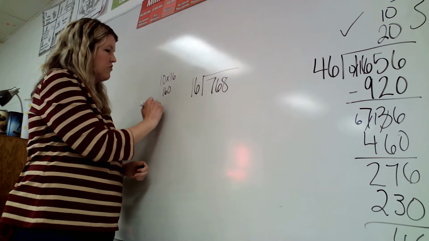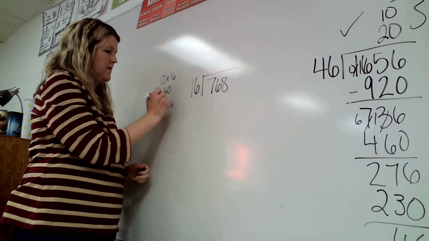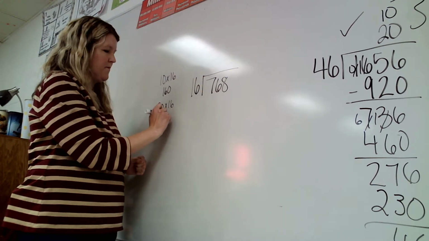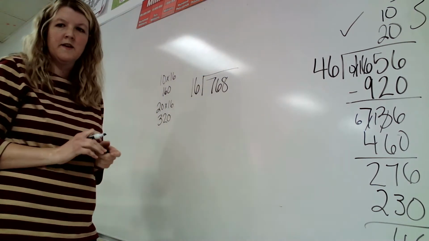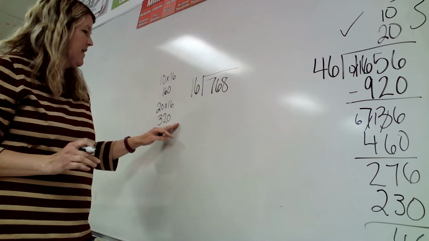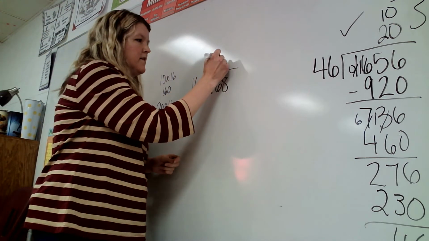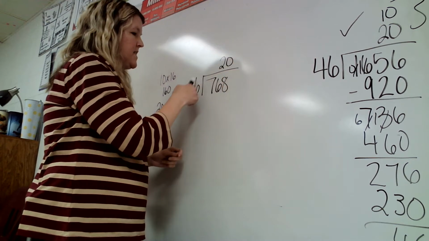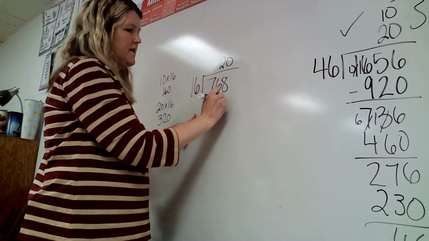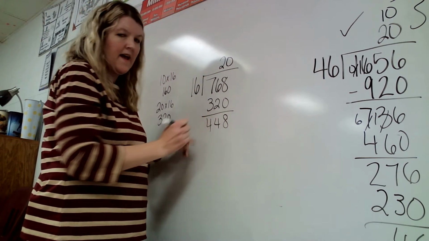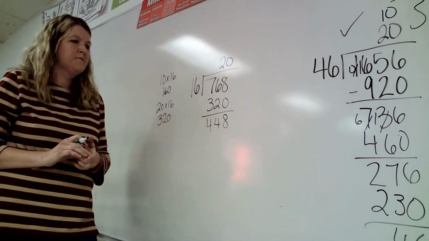So I might try 20 times 16. So since 2 times 16 is 32, 20 times 16 is going to be 320. So I'm going to go ahead and just start there. I could keep going and get even closer, but I'm going to start with 20 here. So since 20 times 16 is 320, I subtract, and now I've got 448.